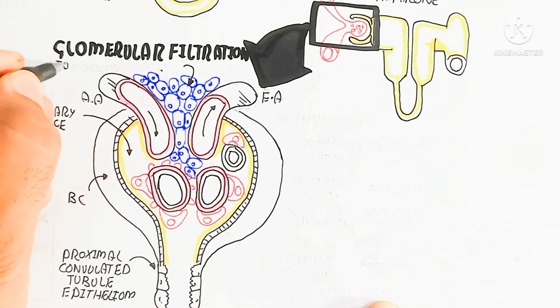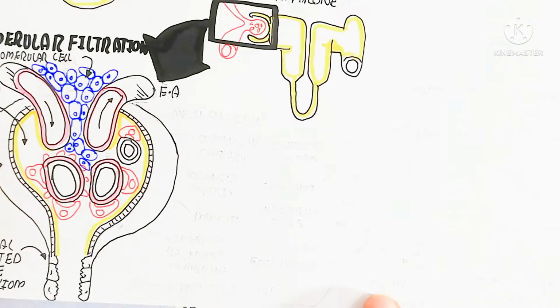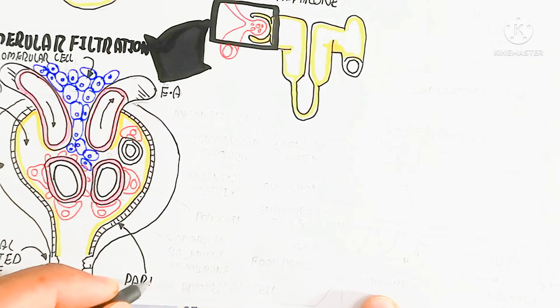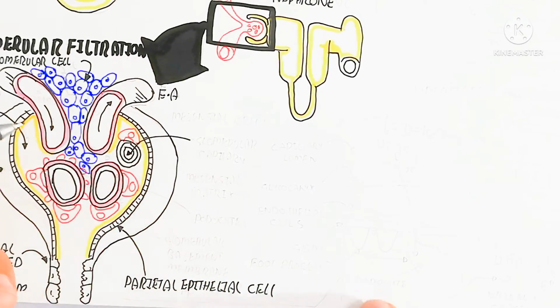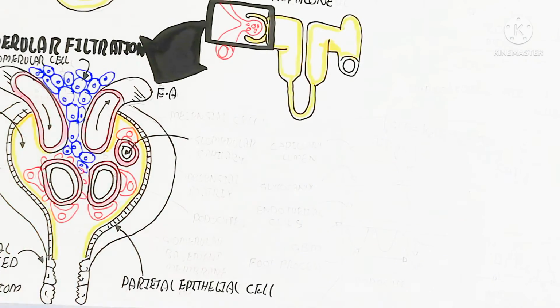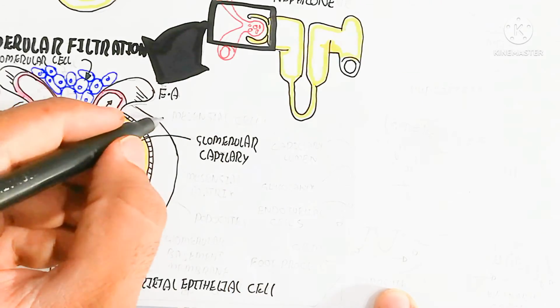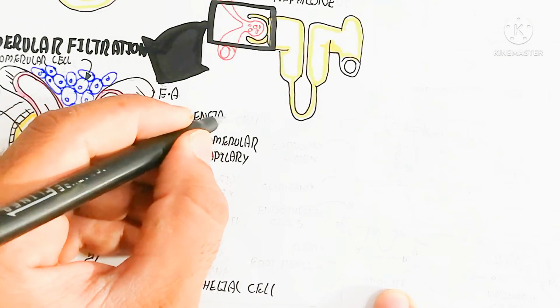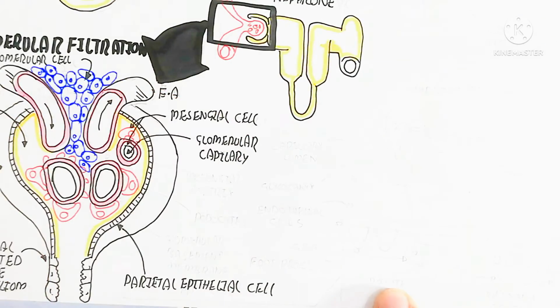When blood moves toward the glomerulus, toward the Bowman capsule, this is the juxtaglomerular cell, which is responsible for the production of renin. So this is the glomerular basement membrane, which surrounds the mesangial cell. Inside is what is known as the glomerular capillary. So this is the mesangial inside.